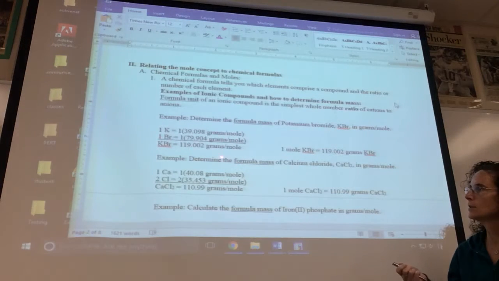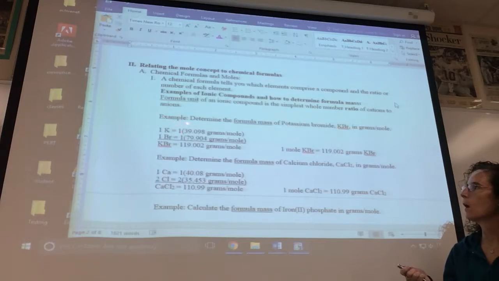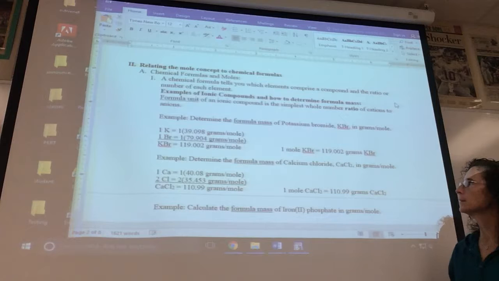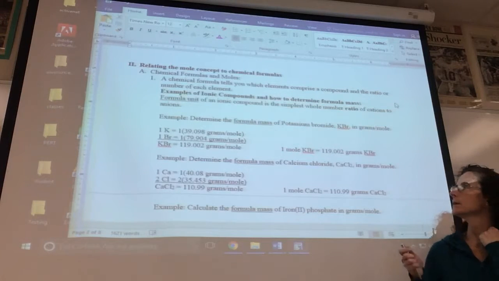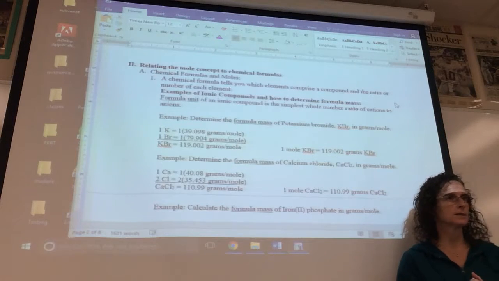Formula mass of 119.002 grams per mole. In regard to sig figs, I go off the least number of decimal places, which is 3, formula mass. If I want to write this as an equivalency, which you'll need for a conversion, instead of doing grams per mole, I say that 1 mole of the substance, in this case potassium bromide, is equal to the mass in grams of the same substance.